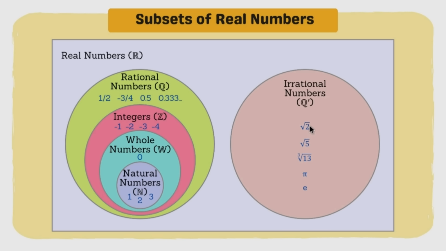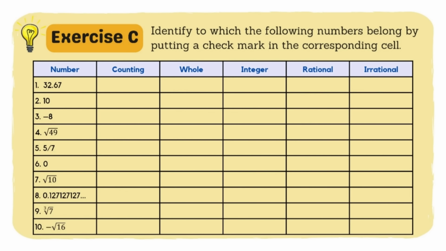Okay? Paano natin malalaman kung irrational numbers sila? If the radicand, yung mga nandito po sa loob ng radical sign, ay hindi po sila perfect square or perfect cube. Okay? Matic na po, irrational numbers na po sila. Okay? However, all of this, again, belongs to the real numbers. Okay, let's have this exercise para ma-practice natin yung inyo pong naintindihan about the subsets of real numbers. Identify to which the following numbers belong by putting a check mark in the corresponding cell. I'm going to give you time to answer this and then mamaya ipapakita po natin yung sagot.